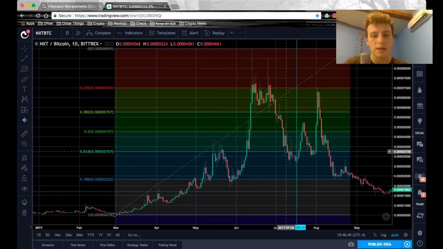So we're seeing here, we said it's broken through the 0.618 line. I would have probably said it would have retraced back to the 0.786 line, but it didn't, as we can see.